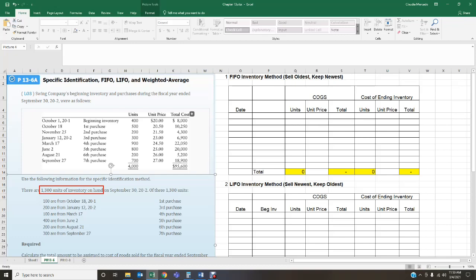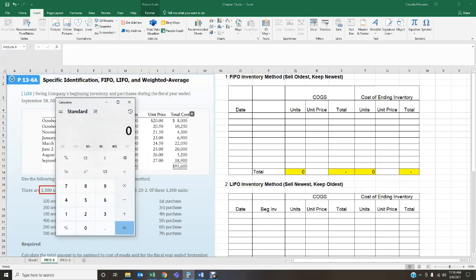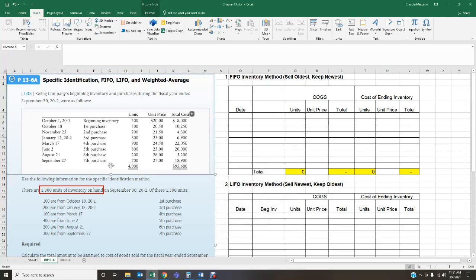Okay, so let's focus on FIFO first. First in, first out. You sell your oldest, you keep your newest. So by me saying that, I know that I'm going to keep my newest units. Okay, so I need to keep my 1,300 newest units. Okay, so I know that my newest units are my 7th purchase, my 6th purchase, my 5th purchase. These are my newest units. So I'm going to keep 1,300 units of my newest. So the first one I'm going to keep are those 700. I'm also going to keep those 200. That gives me 900. So that means that out of the 800 that I have on my 5th purchase, I'm going to keep 400, and then I'm going to sell the other 400. Okay, and we'll see that in a bit, how we split it up here.